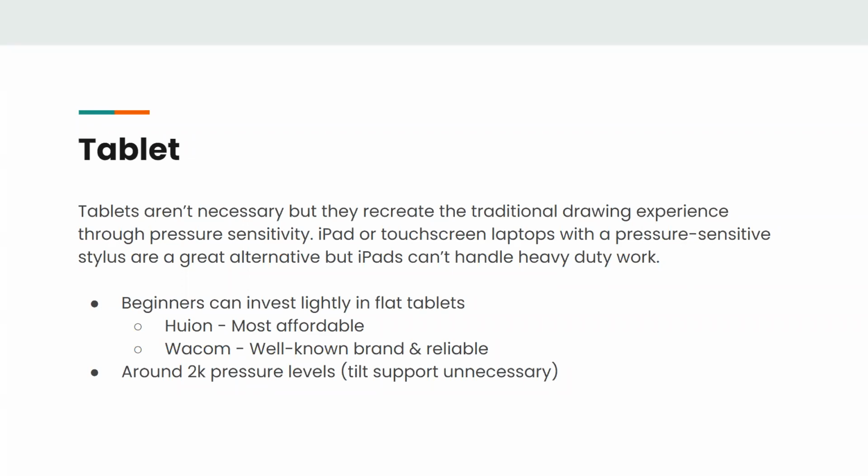And two really well-known brands are Huion and Wacom. Huion is really, really affordable, and Wacom is just really well-known to be reliable. But Huion has tablets as cheap as like $25, so you can definitely invest in that. And we just recommend at least 2000 pressure levels so it can register everything accordingly. And extra things like tilt support are of course unnecessary.